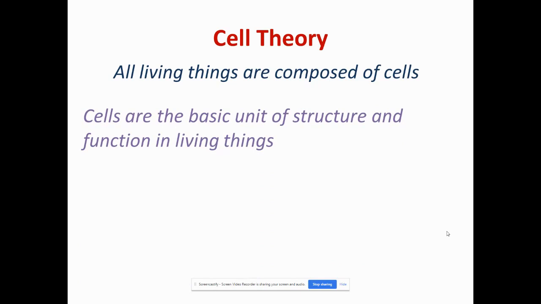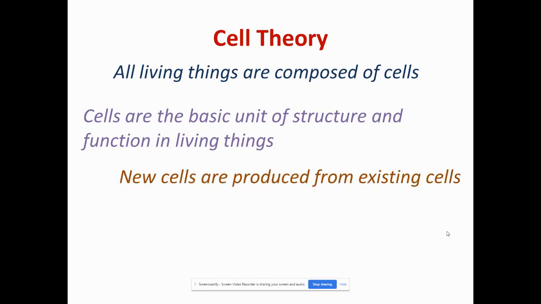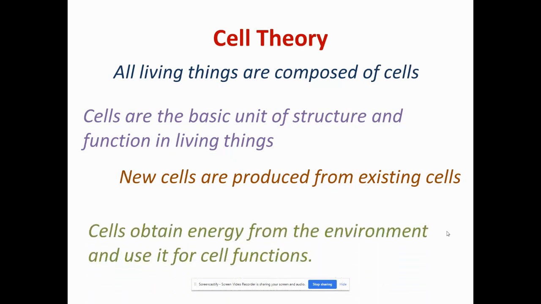Cells are the basic unit of structure and function in living things. That means every cell has everything it needs to live on its own. New cells are produced from existing cells. That means every cell comes from a cell. Cells obtain energy from the environment and use it for cell functions. The cell takes in energy so the cell can do its job.